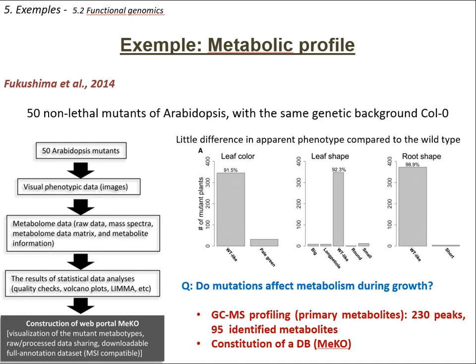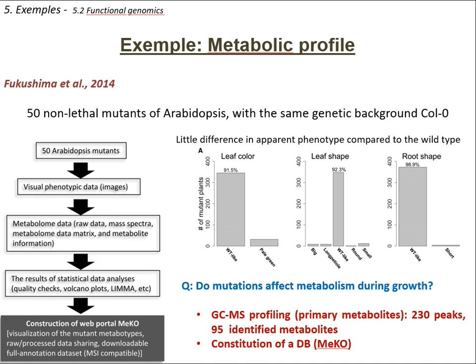And then they analyzed them by GC-MS for primary metabolites. They integrated 200 peaks and identified from these peaks 95 metabolites to make a database gathering together the phenotypic information and the metabolic information, and of course the genomic information, what gene was mutated. And they made this web portal called MeCo, this database.